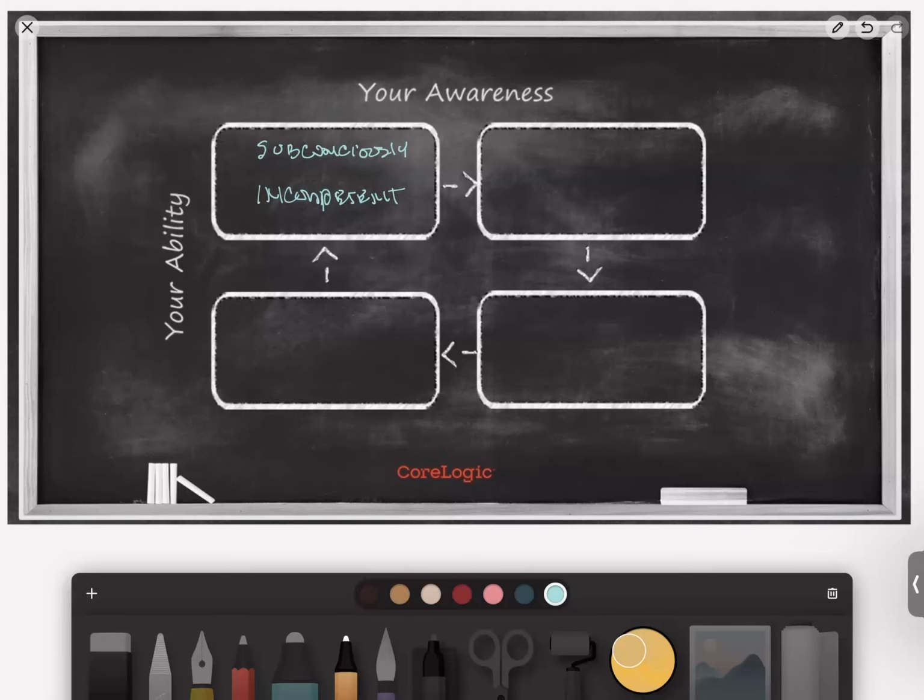Now, what's going to happen is at some point, you're going to transition to the second state of mind. And the second state of mind is that at some point, you're going to be consciously incompetent. Let that sit for a second.